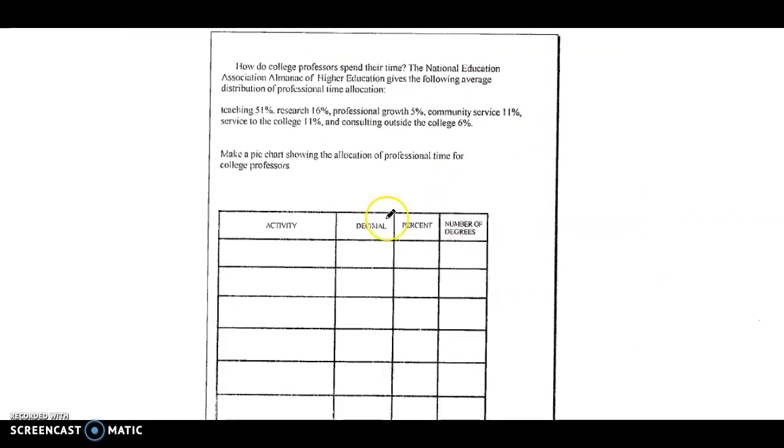Okay? All right, for this particular problem, the data is already given to you. So I would like you to try this. You're going to put the different things in here. I already gave you the percents, so you can write those in the column. Turn them into decimals, which you just do by moving the decimal place, and then find the number of degrees. So go ahead and try that.